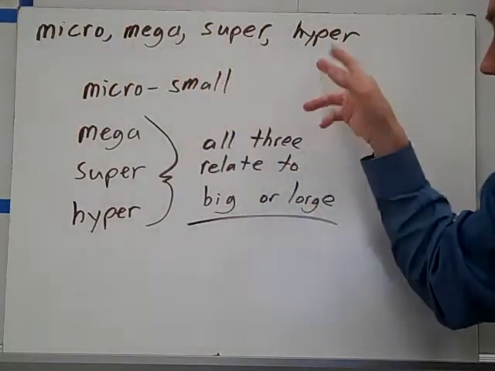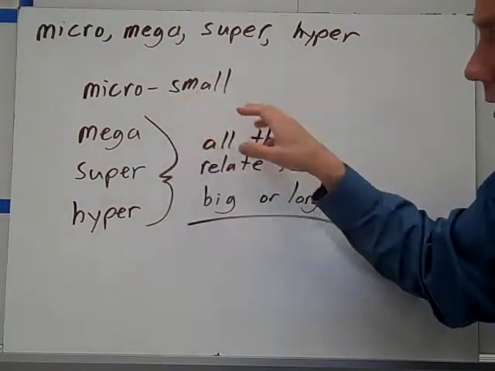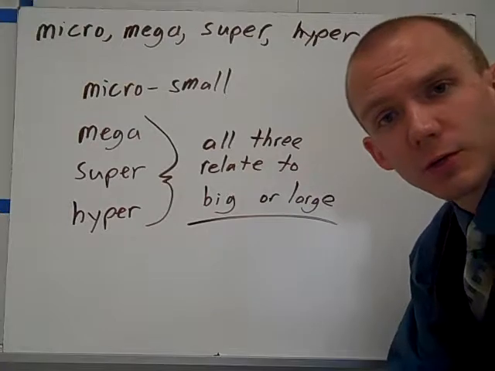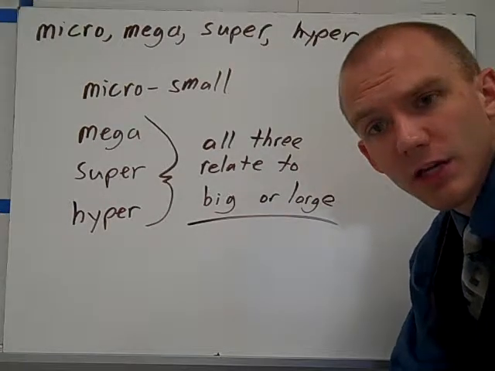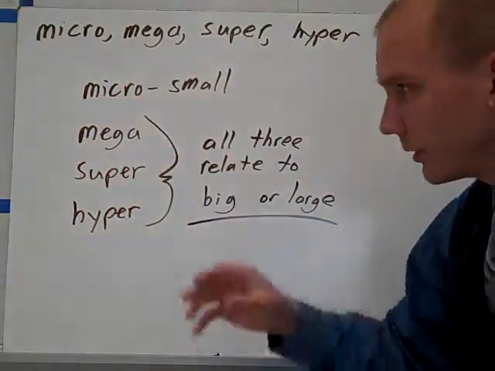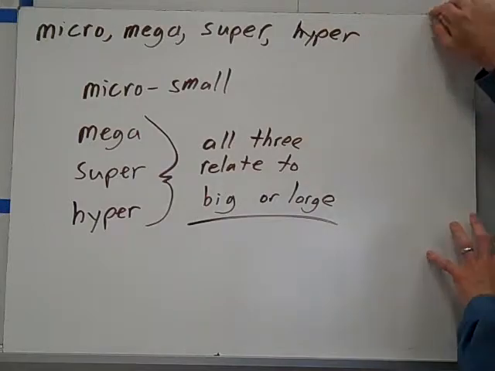Micro, mega, super, and hyper. These are prefixes. Micro generally means small, and mega, super, and hyper are all related to the words big and large, excessive, over the top. Very similar in mega, super, and hyper, and we're going to look at some examples of words with these prefixes.